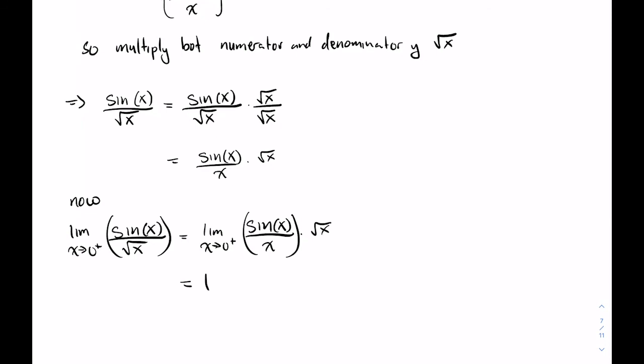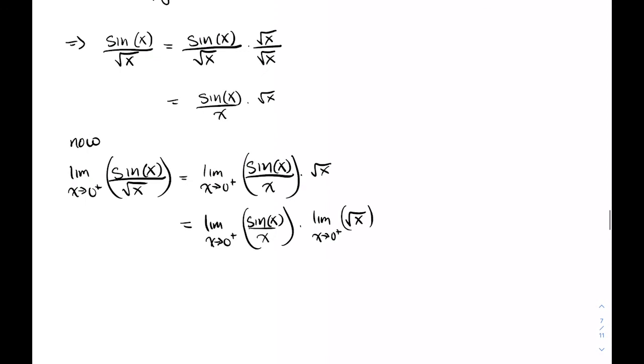So this is going to be the limit as x approaches 0 from the right of sine x over x times the limit as x approaches 0 from the right of the square root of x. Here this one becomes 1 because I already gave you that definition, and I'm multiplying this by 0. So therefore 1 times 0 is equal to 0.